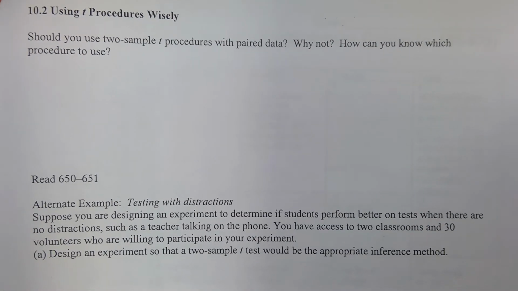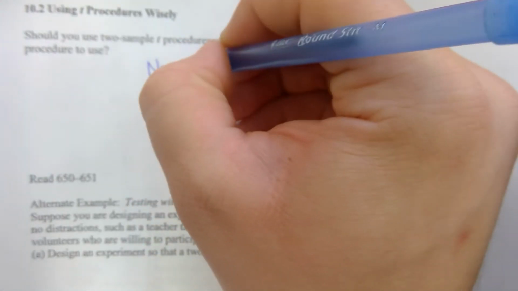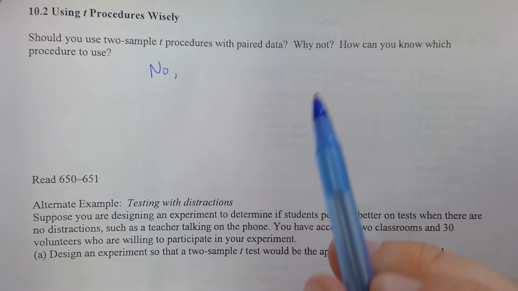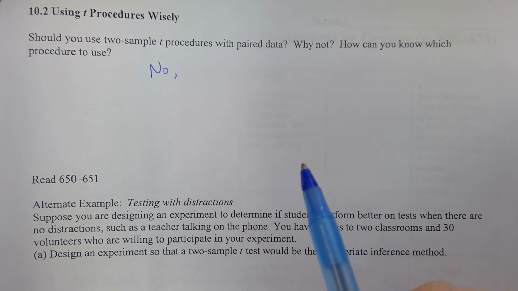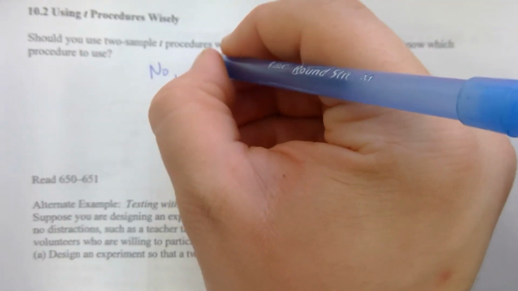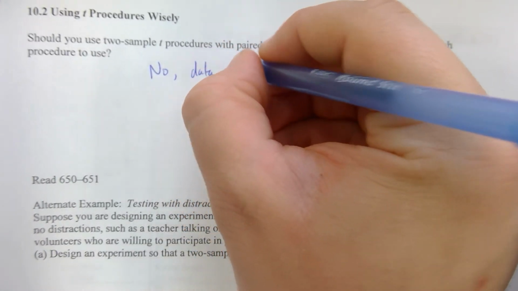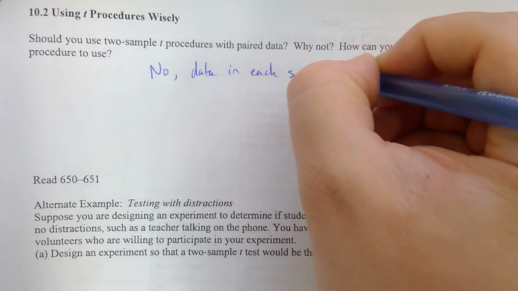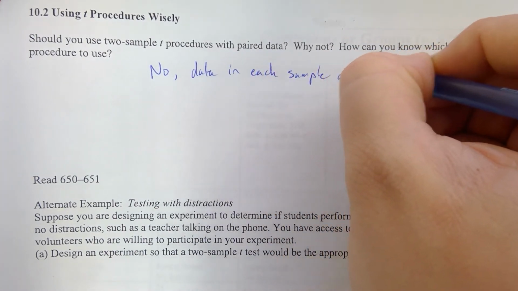Okay, so should we use sample t-procedures with paired data? The answer is no. Now why not is because the relationships between the data matter. Data in each sample are related to each other.